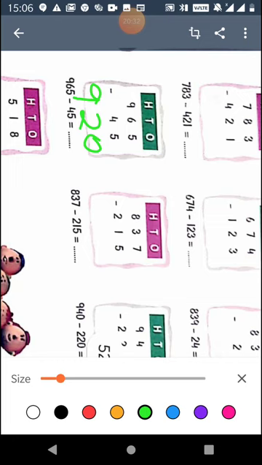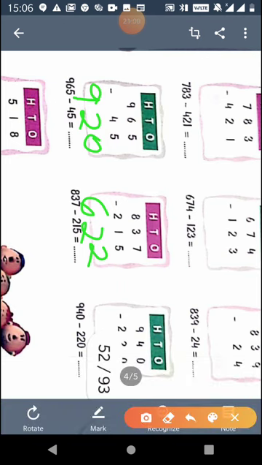Now next is 837 minus 215. Subtracting the ones, we get 7 minus 5 is equal to 2. Subtracting the tens, we get 3 minus 1 is equal to 2. And subtracting the hundreds, we get 8 minus 2 is equal to 6. So therefore 837 minus 215 is equal to 622.